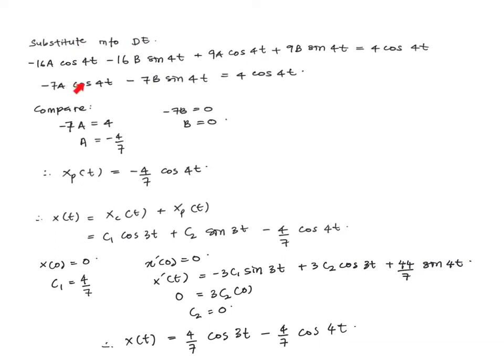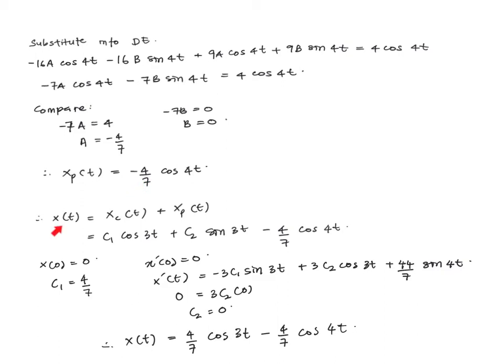Simplify, we get this one, and then we compare. Cos 4t compared with cos 4t, so we have A equal to negative 4 over 7. Next, sin 4t is 0 on the other side, so negative 7B equals 0, B equals 0. Then x_p(t) equals negative 4/7 cos 4t. Substitute A and B into x_p, so we get this one.